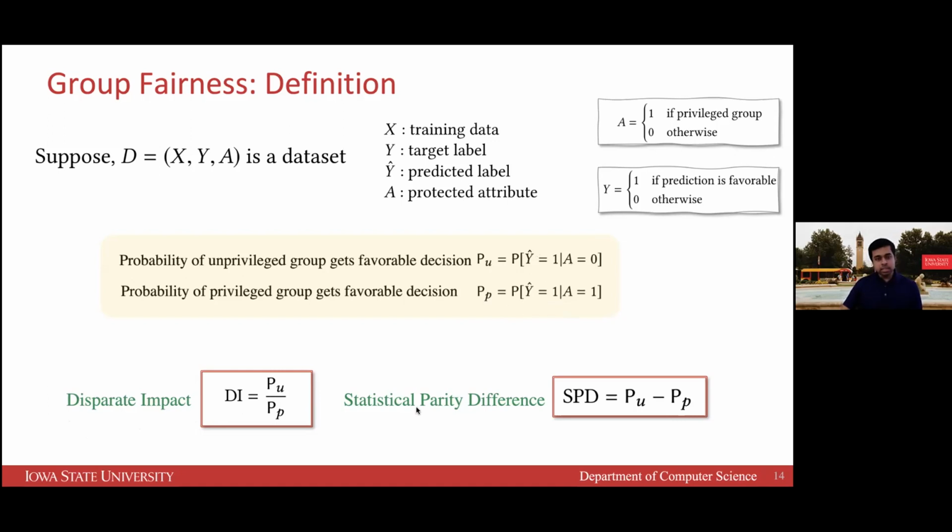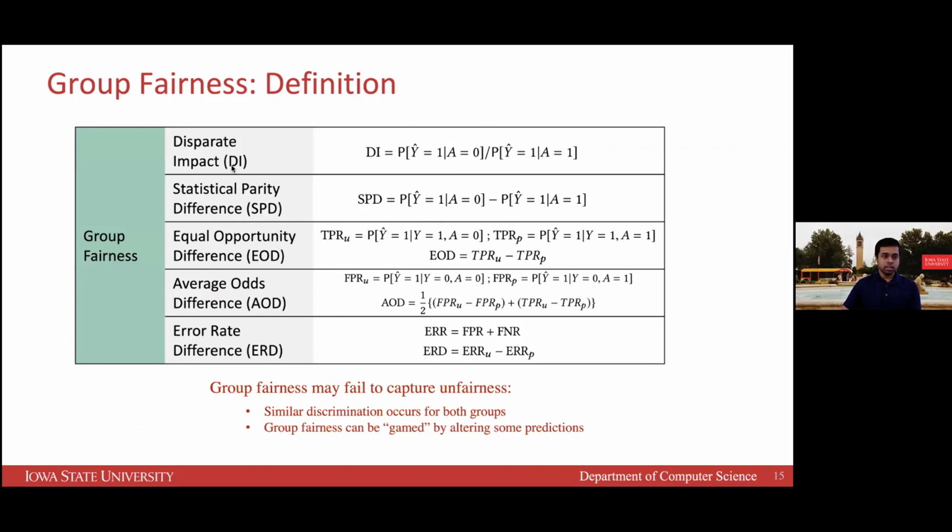And in statistical parity, this doesn't calculate the ratio, but it takes the difference between these two. So this is how group fairness is measured. These are two, DI and SPD, but there are some other definitions which follow a similar concept. For example, in EOD, instead of predicting the probability, it calculates the true positive rate, which is also the probability of the qualified individuals. So the true positive rate for both unprivileged and privileged, then it takes the difference. And the other metrics follow the same concept.